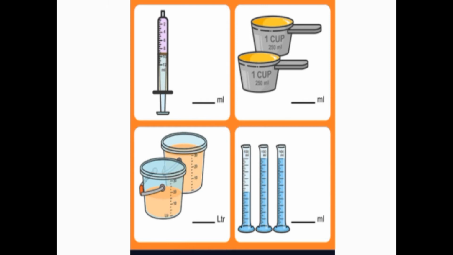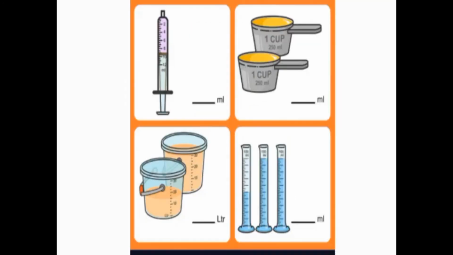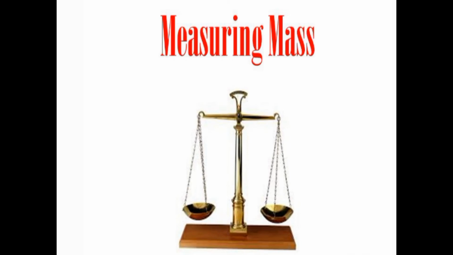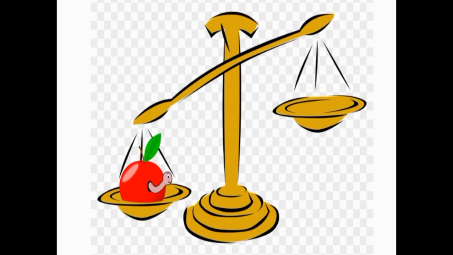Basically, the volume is the amount of space that a substance or object occupies or that is enclosed within a container. Next, we have mass. Mass is the amount of matter in something. The mass of something can be found by using weighing scales or a balance. Grams and kilograms are the units of mass.